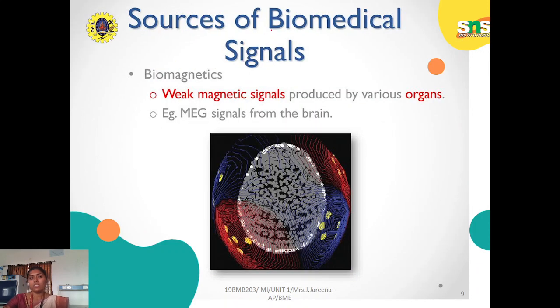The next one is the source of biomedical signal, biomagnetic signals. We know the fact that whenever there is an electric field, obviously we can have a magnetic field also. I mean a magnetic signal also, right?